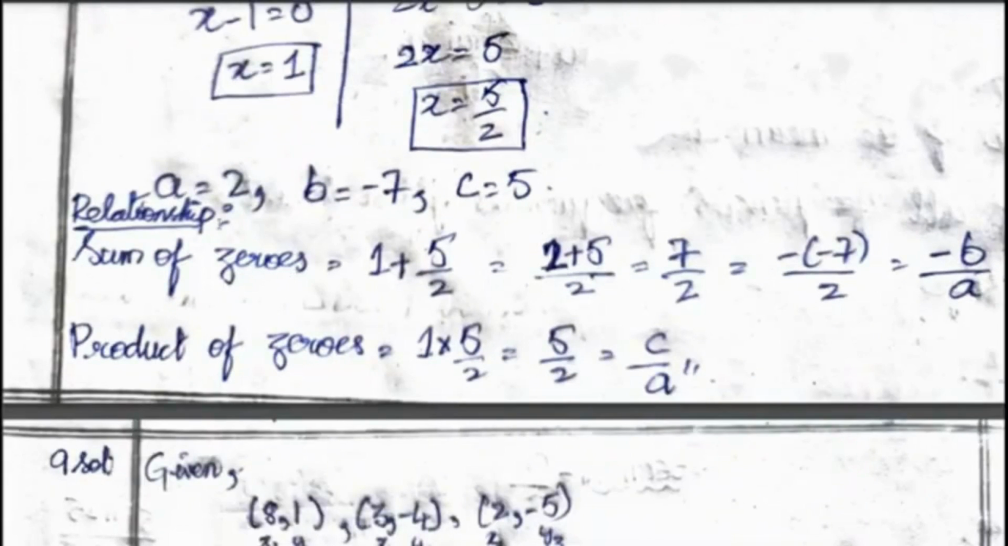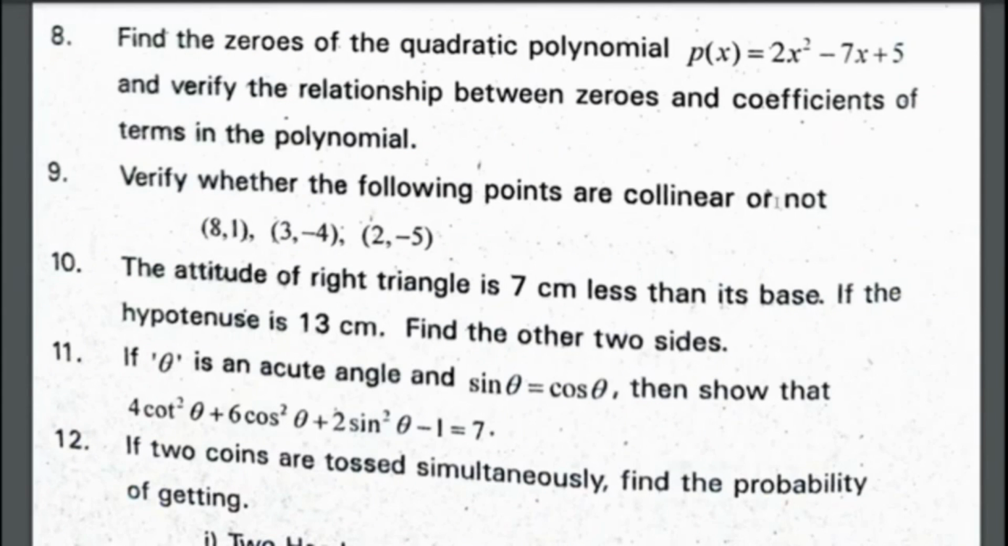Now the main important part is the relationship. Whenever the relationship is there, we have to find the sum of zeros, students. We got the two zeros as 1 and 5 by 2. Sum means addition: 1 plus 5 by 2, which is 7 by 2, which can also be expressed as minus of minus 7 by 2, which is minus b by a. So we should not just use the formula; we have to derive it, which is minus coefficient of x by coefficient of x square. Product of zeros is 1 into 5 by 2, which is 5 by 2. 5 is nothing but c and 2 is nothing but a. So c by a.